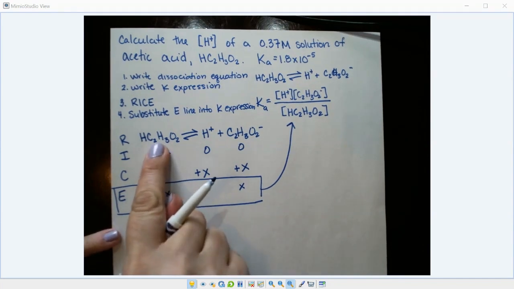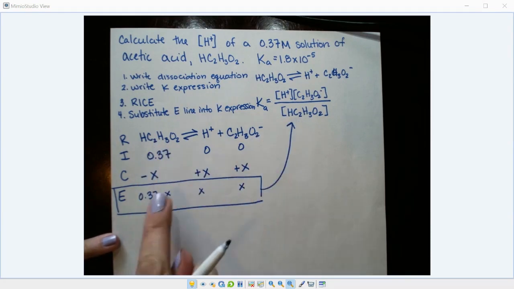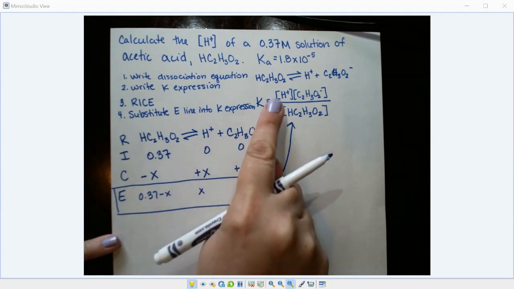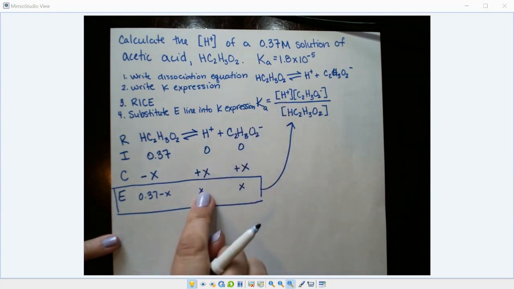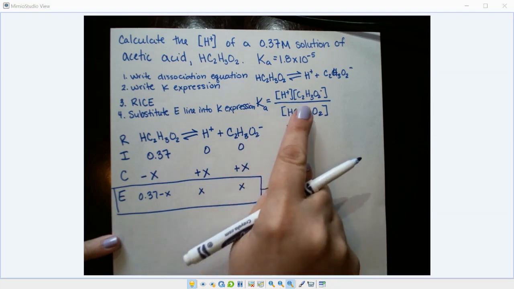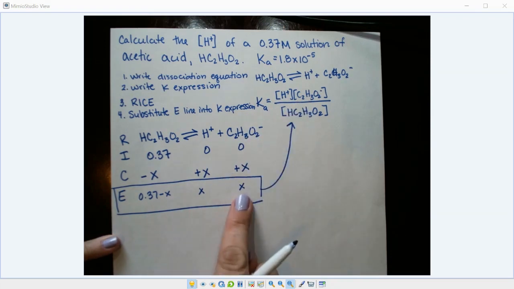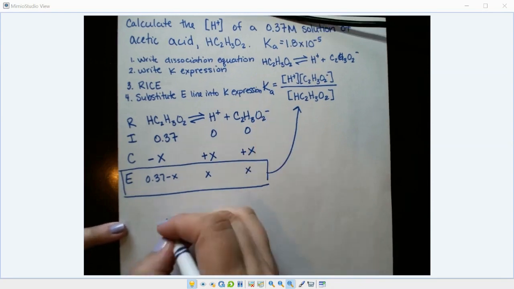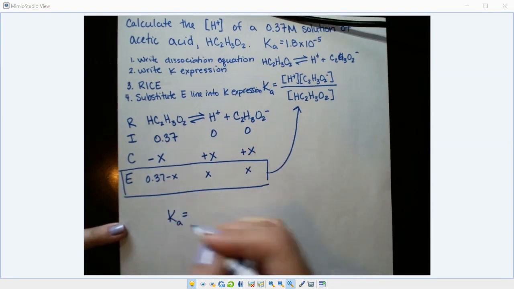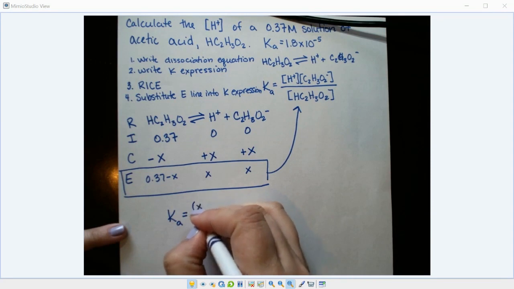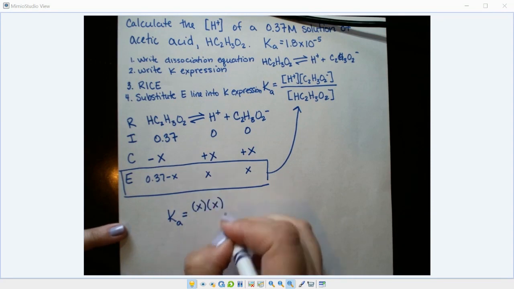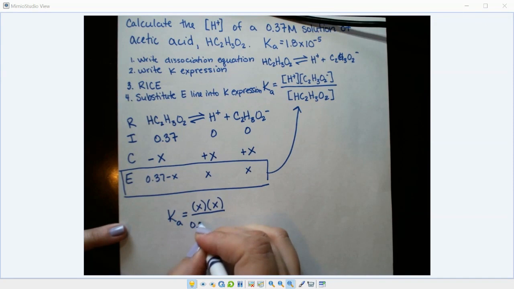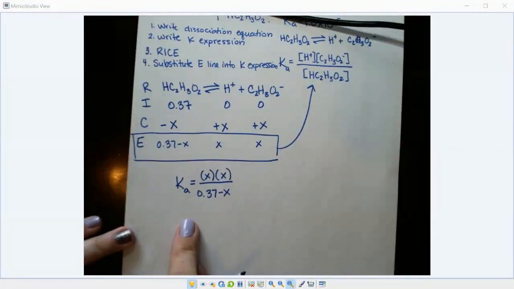So for the HC2H3O2 part, which is down here on the bottom, I'm going to write 0.37 minus x. For the H plus part, up here on the top, I'm going to write x. And then for the acetate part, also up on the top, I'm going to write x. So my new K expression looks like this: Ka equals x times x over 0.37 minus x. So there's my new Ka expression.